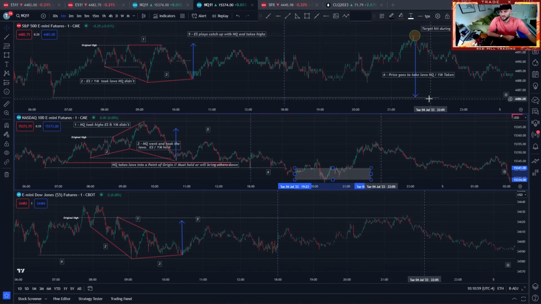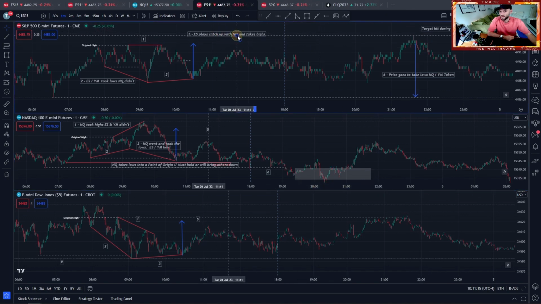We can now go and target the lows. So your low-hanging fruit would be this low, which NQ had taken. And then you just target price in a discount. It sets up, these are where you get your explosive moves.